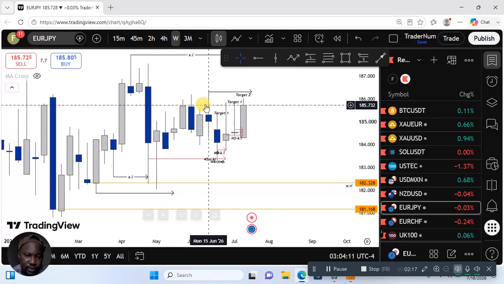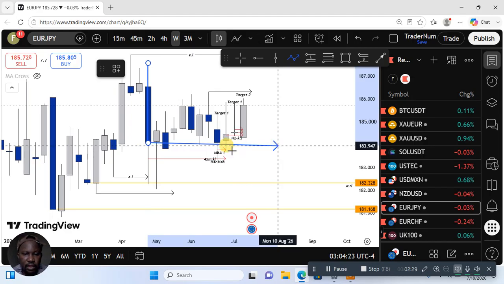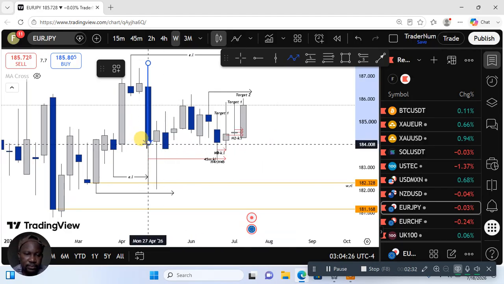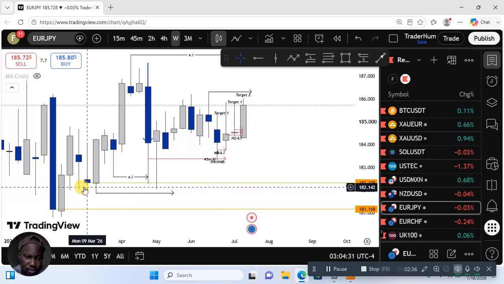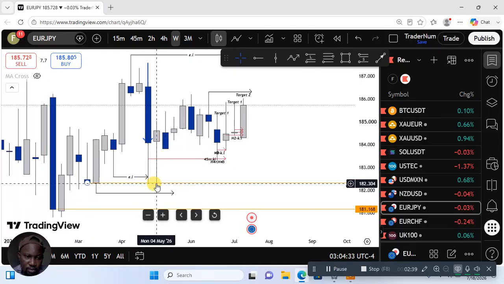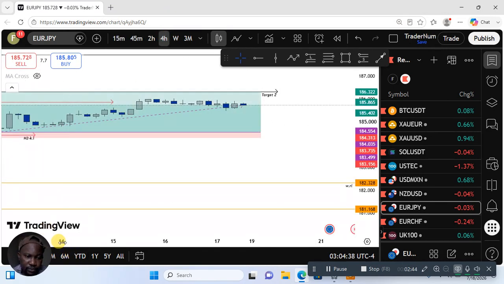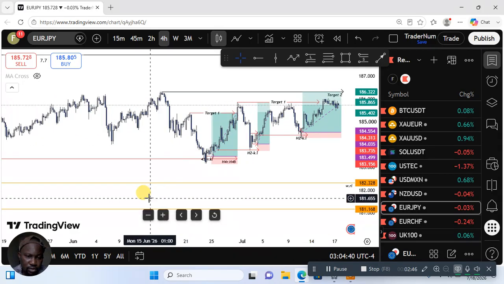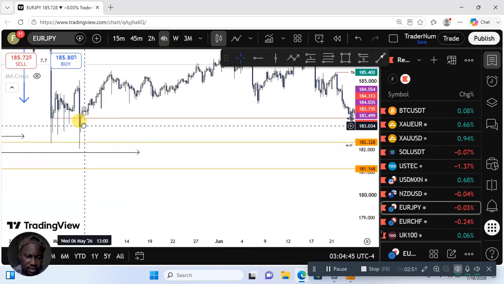Now look at how price came here from this point, tapped and rejected on the first rejection, right? That was price rejection. Now when we saw that rejection, we knew that this key level is about to hold, right? We switched to 4 hours. When we switch to 4 hours, now see how price rejected on that weekly.